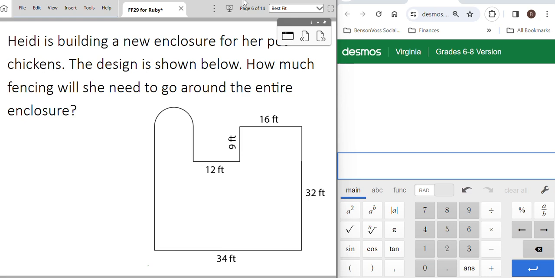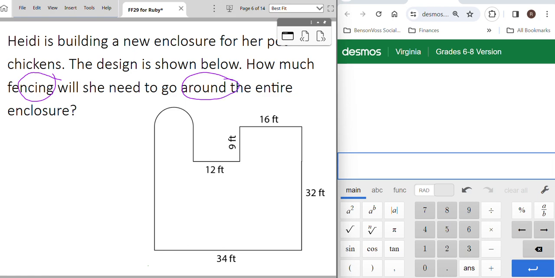Right, so we're going to see what this is. It says Heidi is building a new enclosure for her pet chickens. The design is shown below. How much fencing will she need to go around the entire enclosure?